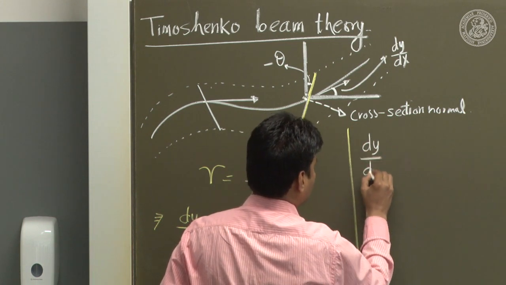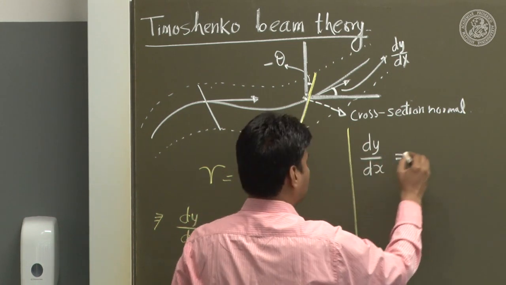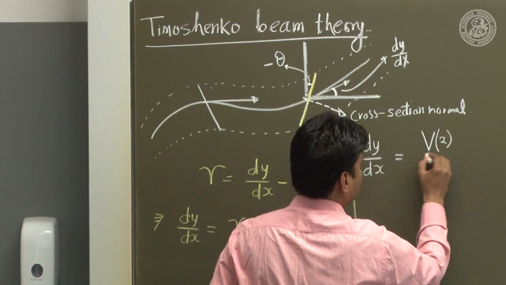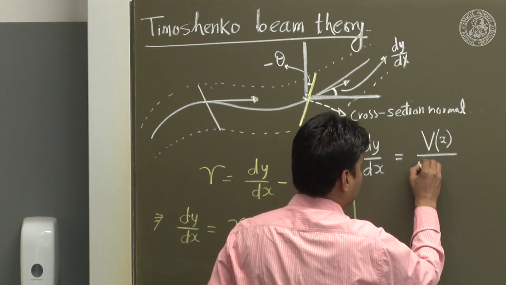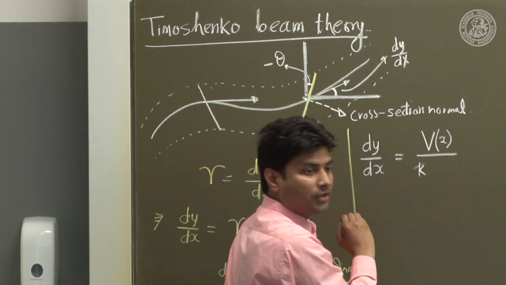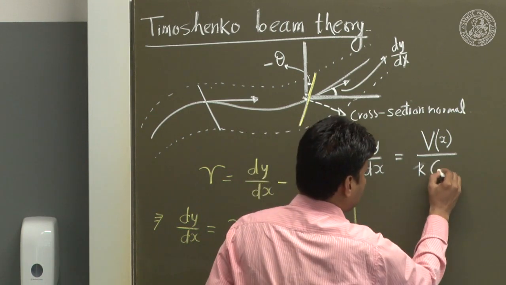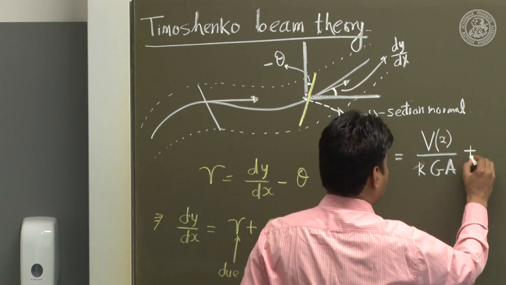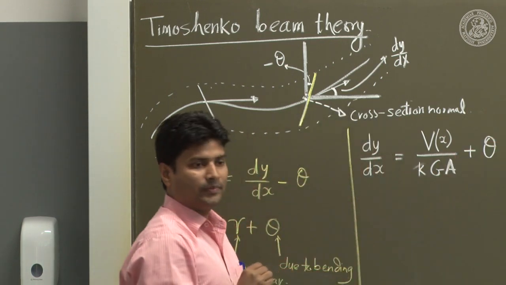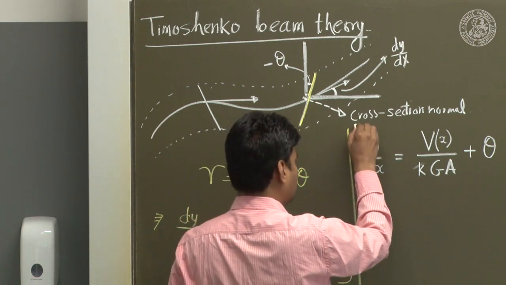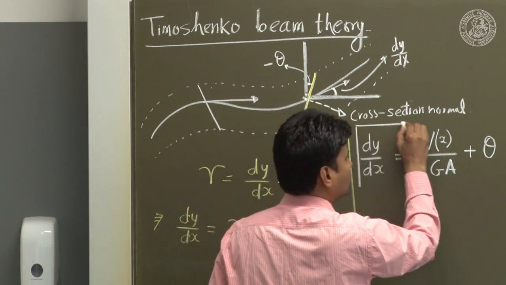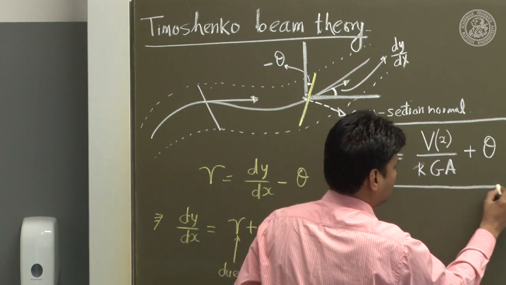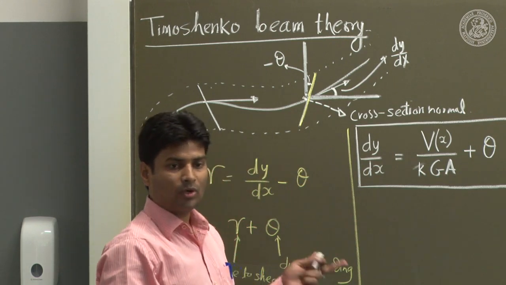Okay? So then we wrote gamma in terms of shear force, and it turned out to be dy by dx is equal to shear force V of x divided by the correction factor kappa, k, G A, plus theta. So that's the first equation of Timoshenko beam theory. So we have two unknowns, y and theta, and this is the first equation. And obviously we need one more equation.